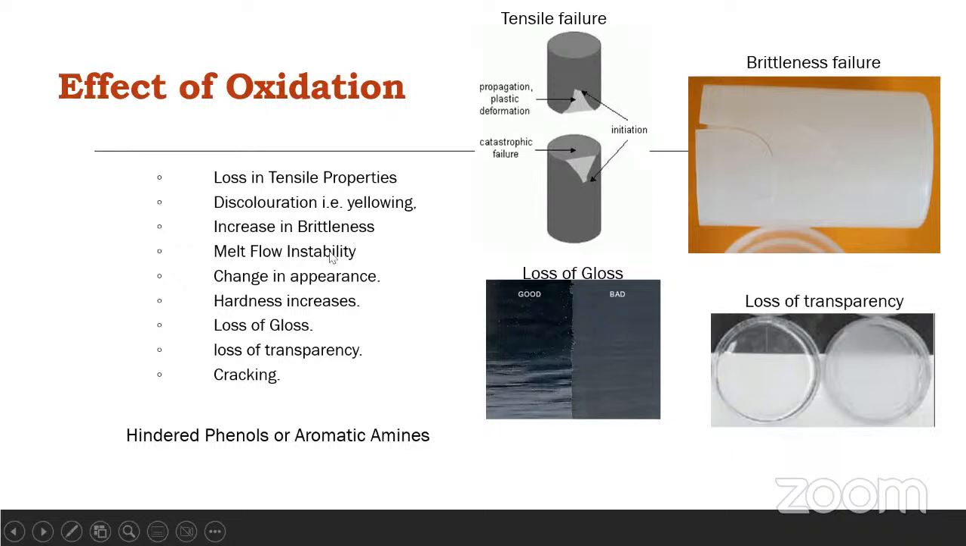Then melt flow instability, then change in appearance. So this is how your polymer's appearance might change. First the gloss was good, and after the degradation your material lost its gloss properties. Or you can also say the loss of transparency properties in this picture also. Okay. Then cracking, again cracking is also being induced as an effect of oxidation.